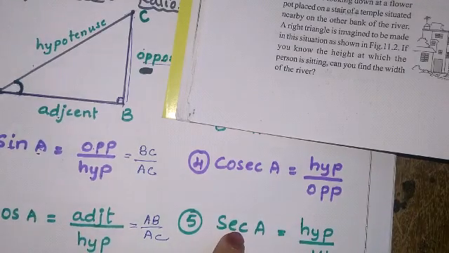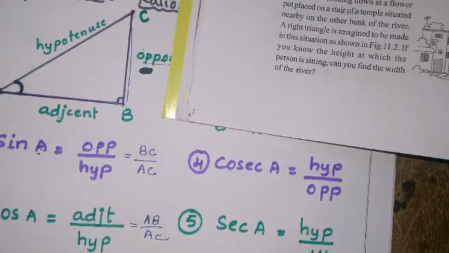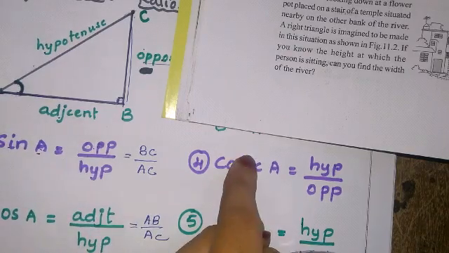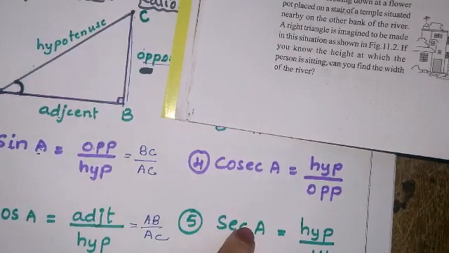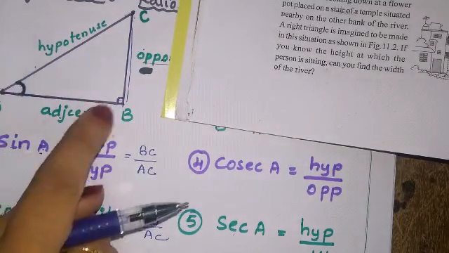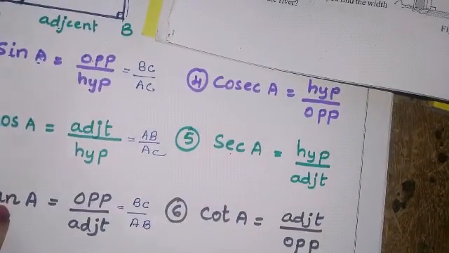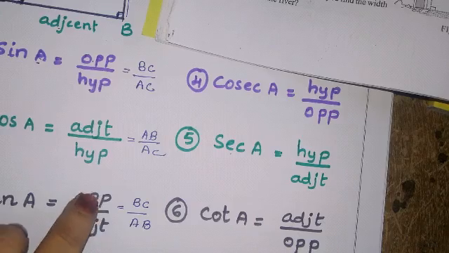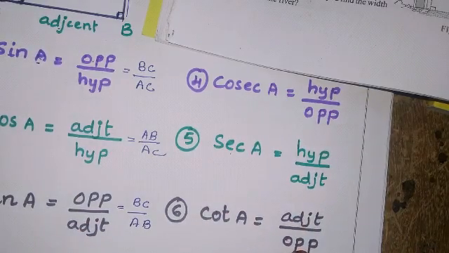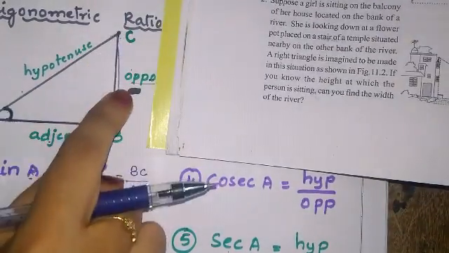Cos reverse is sec. Cos is adjacent upon hypotenuse, sec is hypotenuse upon adjacent, completely reverse of cos. Sine is a reverse of cosec. Cos is a reverse of sec. So sec is hypotenuse upon adjacent. And cot is nothing but reverse of tan. Tan is opposite upon adjacent, cot is adjacent upon opposite.